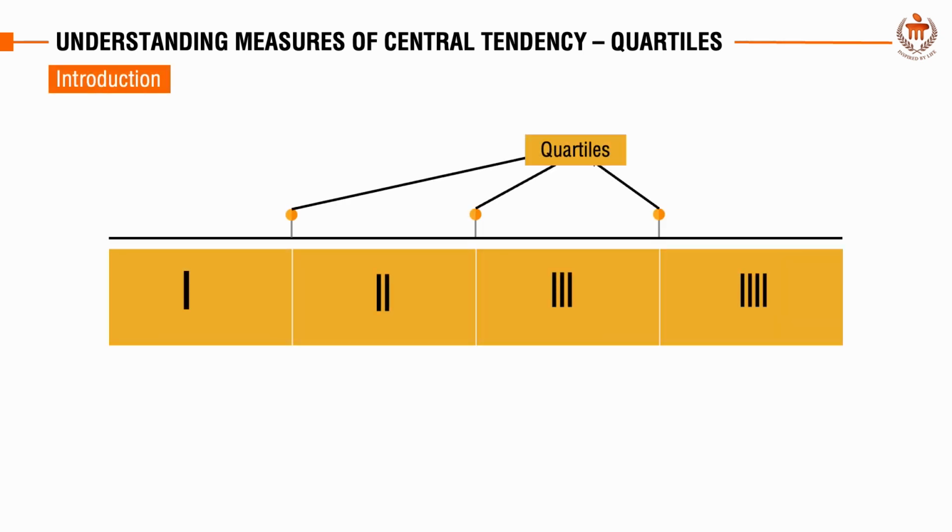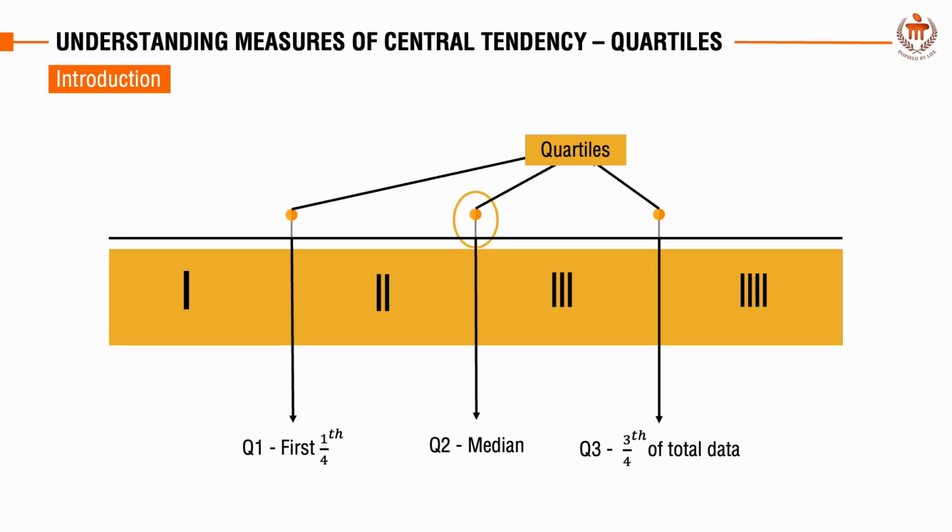So imagine that you have a set of data which you cut into parts. The middlemost part is your median, the 50%. The 25% of data is your lower quartile, and 75% of data would be your upper quartile.